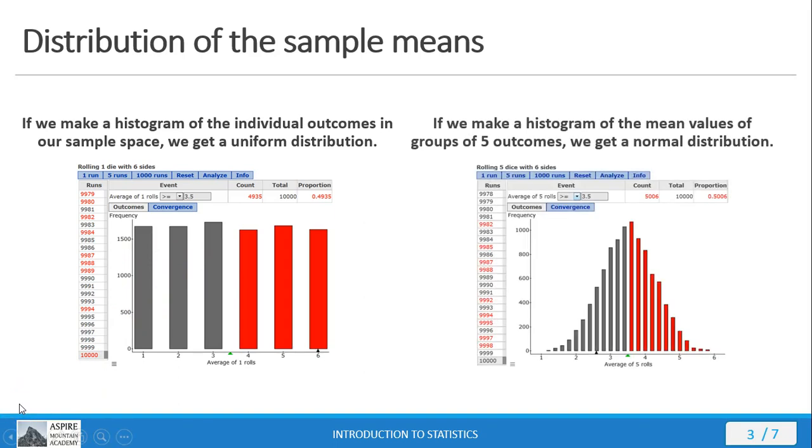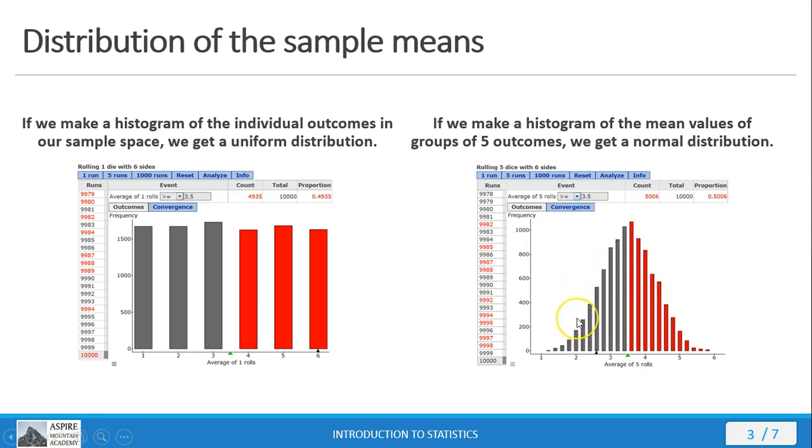If we make a histogram of the mean values of each group of 5 rolls that we made, we get a normal distribution. Again, 3.5 here in the middle, that's our expected value. About half of the distribution you can see is greater than the mean value, and about half is less than the mean value. So that expected value that we get for the mean value of the population turns out to be, again, the mean value for the sampling distribution of the mean values.